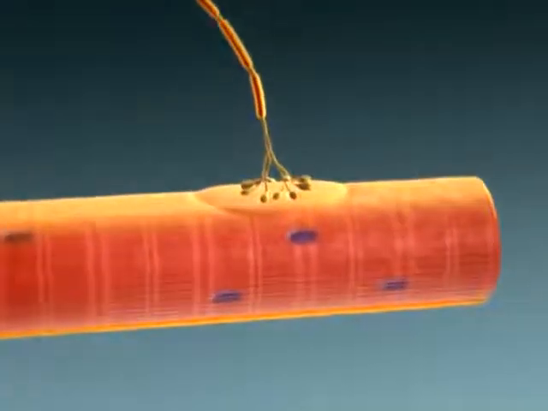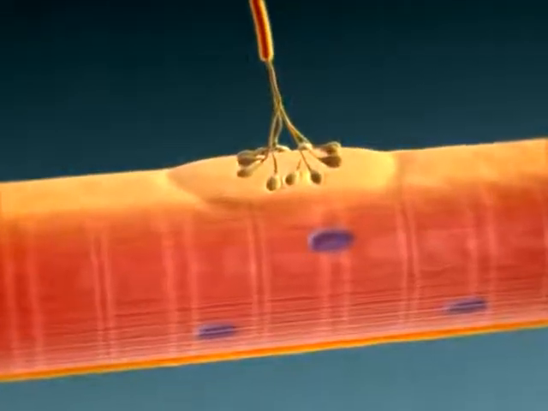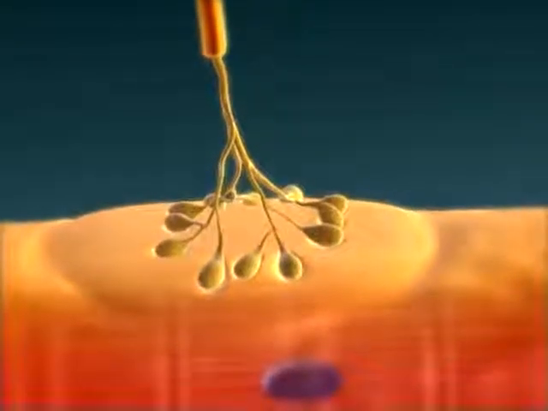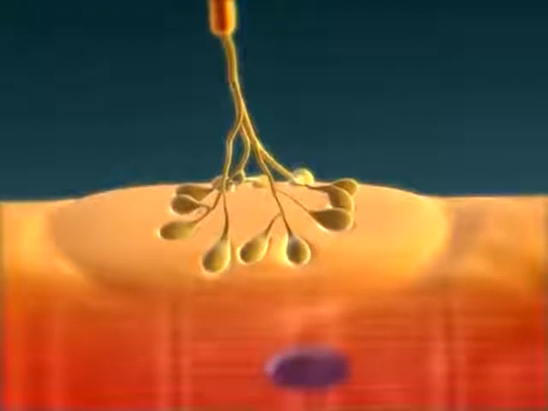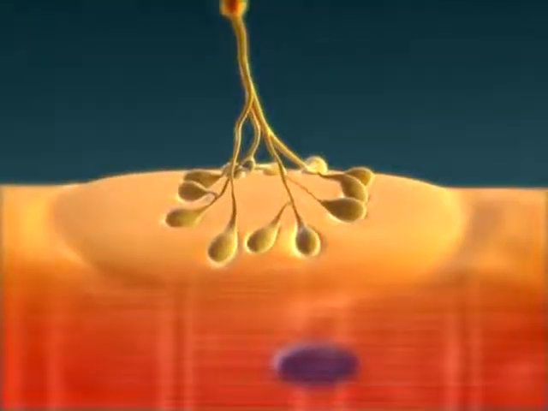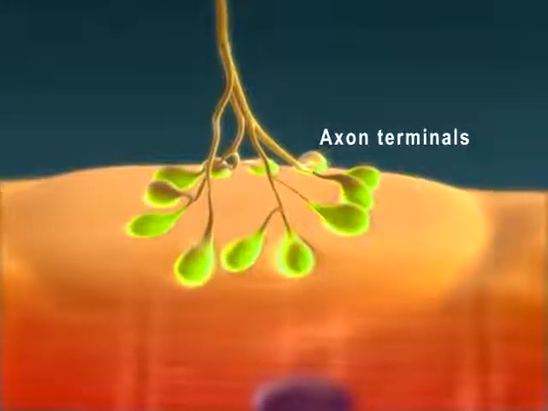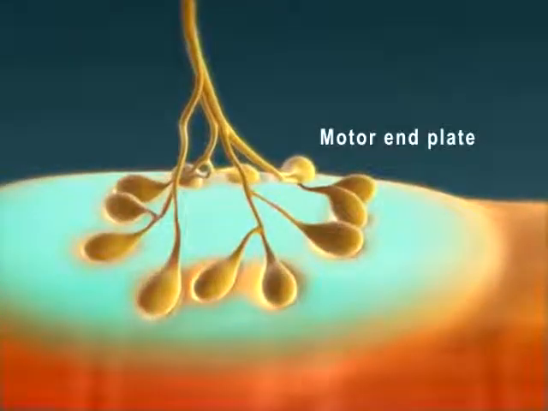The site where a motor neuron excites a skeletal muscle fiber is called the neuromuscular junction. This junction is a chemical synapse consisting of the points of contact between the axon terminals of a motor neuron and the motor end plate of a skeletal muscle fiber.